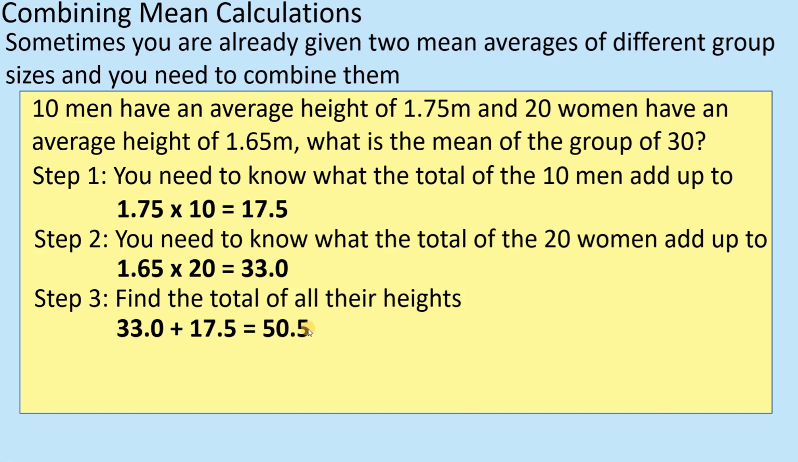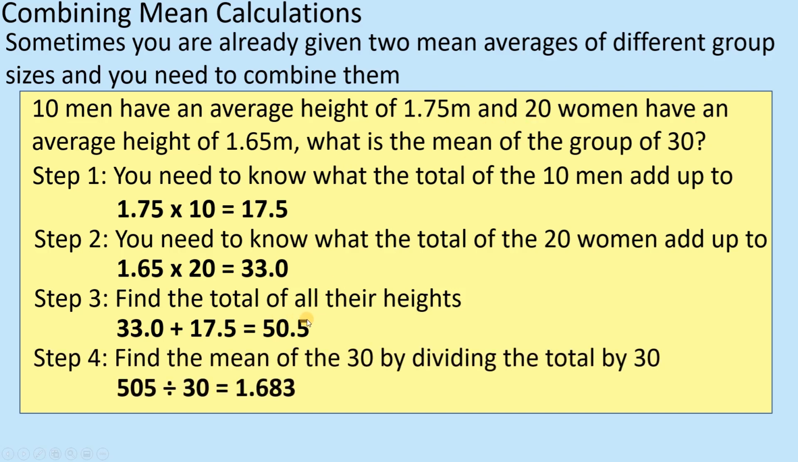But when we're working out the mean, we take the total divided by however many there are. We're now talking about 30 people, 10 men and 20 women. So I'm going to do 50.5 divided by 30, which is going to give us 1.683 as an answer. So to answer the question, what is the mean of the group? It's 1.683 meters.